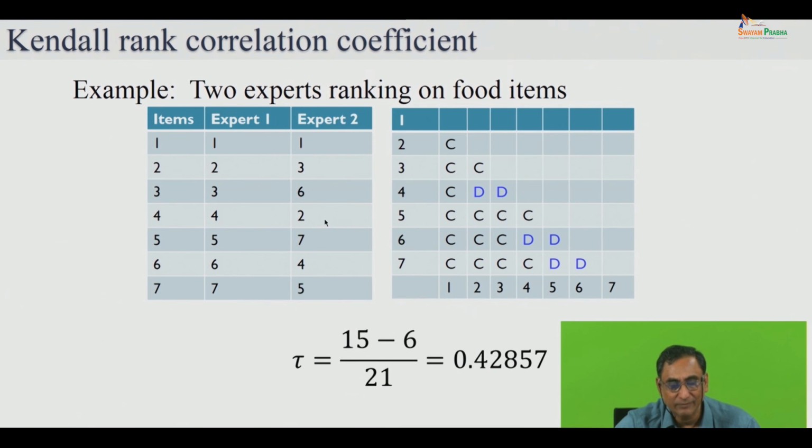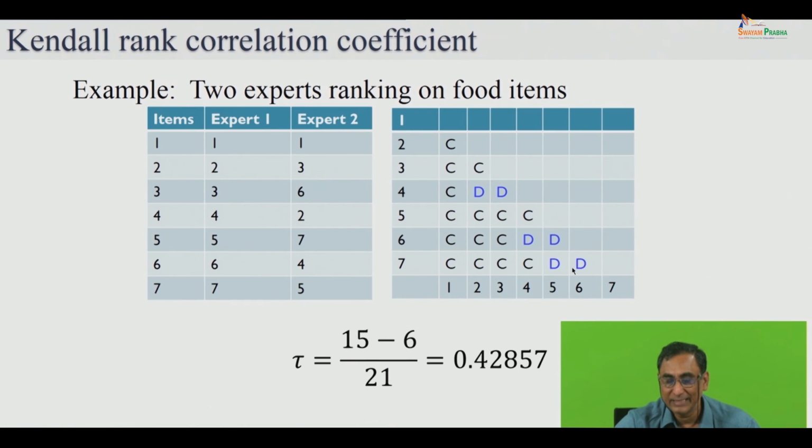But the second and fourth, if you compare, expert 1 says the fourth one is better than the second, but expert 2 disagrees. He says the fourth thing is worse than the second one. So there's a discordant pair of data. That's indicated by 2. So 4 and 2 are discordant, 4 and 3 are discordant. Similarly, here it says 5 and 1 are concordant, 5 and 2 are concordant, and so on and so forth. So between every pair, n into n minus 1 by 2 pairs you will get, and we have classified all of these pairs as either concordant or discordant.